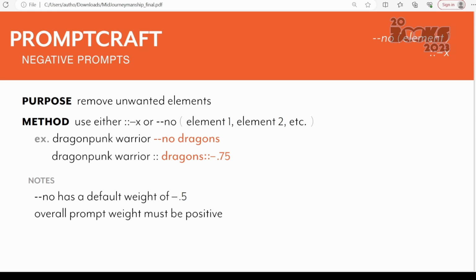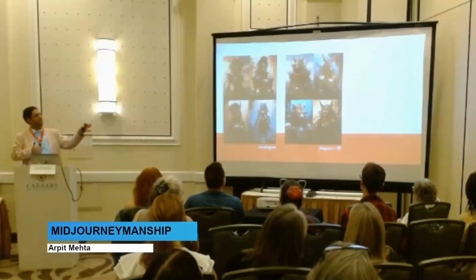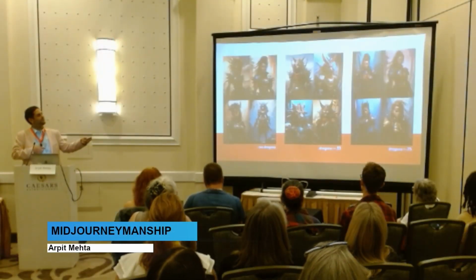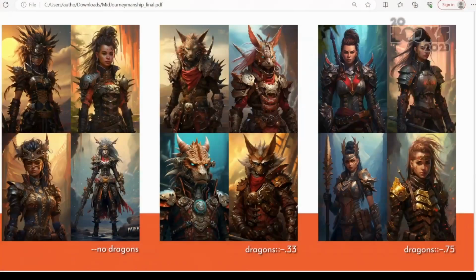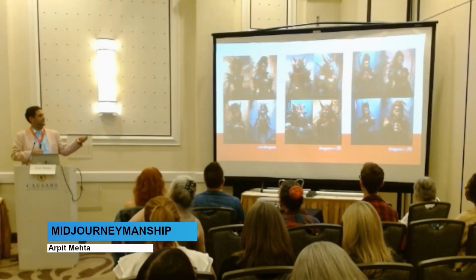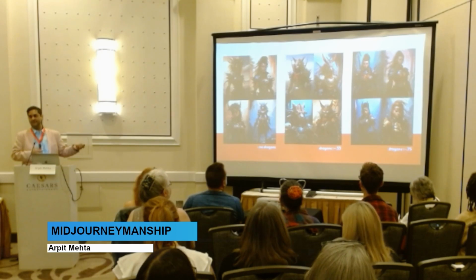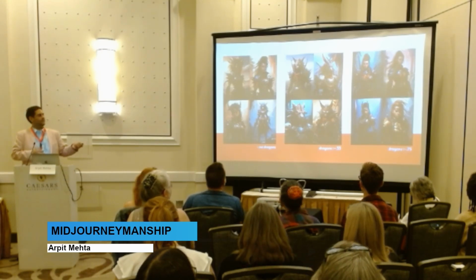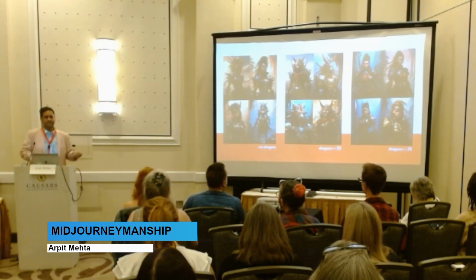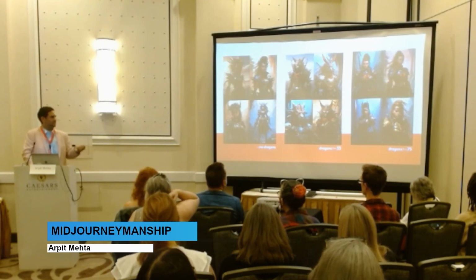So here's Dragon Punk Warrior, no dragons. You can see not a single dragon coming through. At minus 0.33, you still got cats, I guess. And then at minus 0.75, you're getting back to humans in Dragonpunk armor. I personally prefer using the negative weight over no, because, like you can see, the aesthetics are vastly different. Again, that's a preference. Sometimes you can get good stuff, other times play with it.